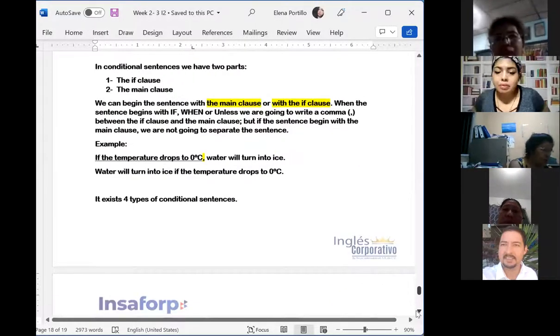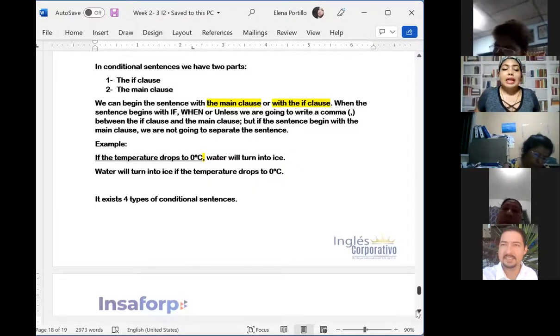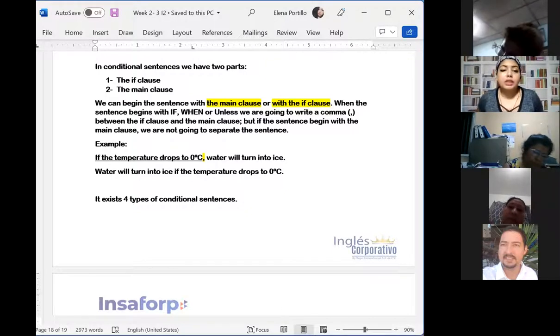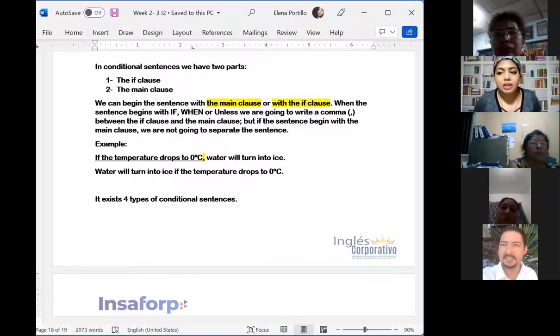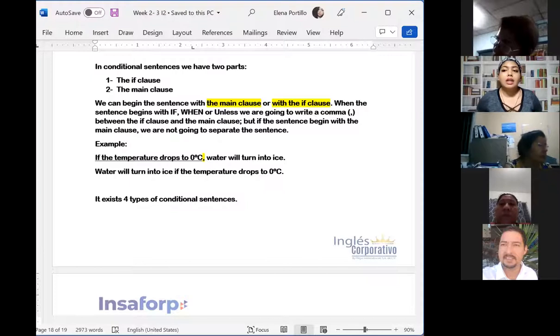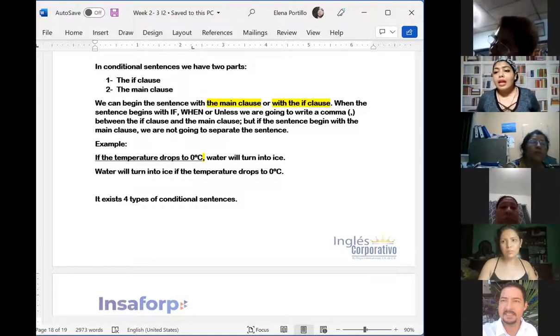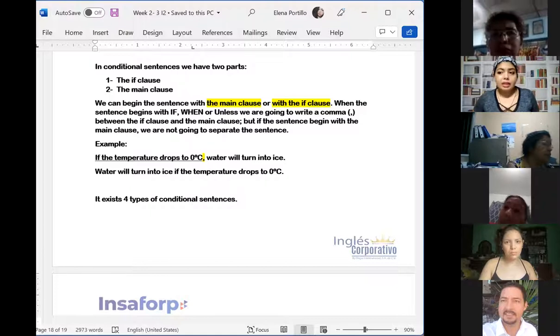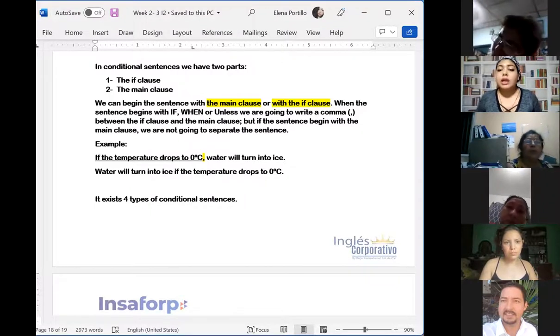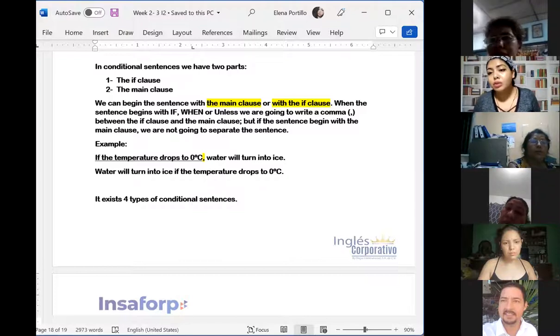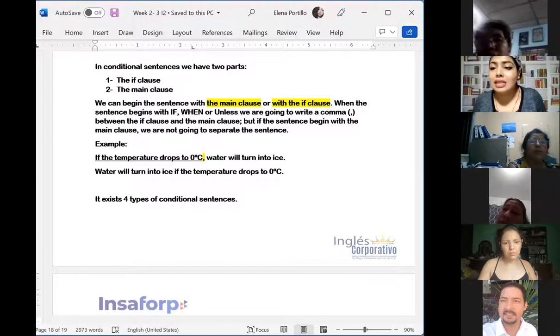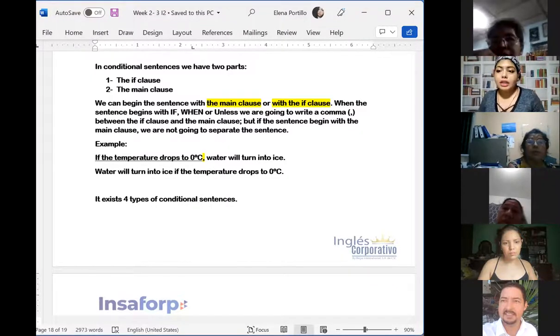Something to remember. In this kind of sentences, we have two parts. It's a compound of two parts. We have the if clause and the main clause. That is something that we were learning last week. This kind of sentence can begin with the if clause or with the main clause. But if the if clause is at the beginning of the sentence, we have to write a comma to separate the clauses. That's something that we were learning last week.